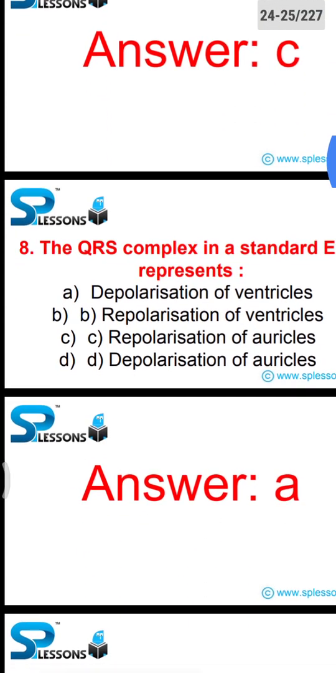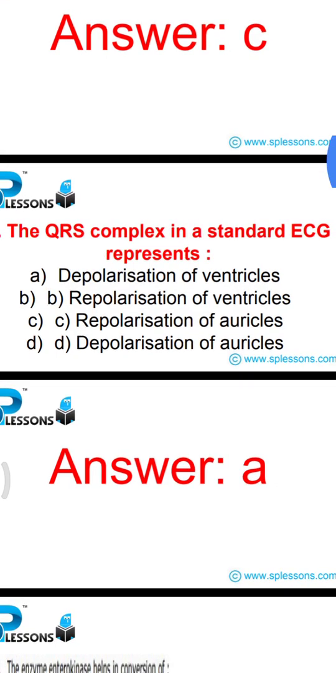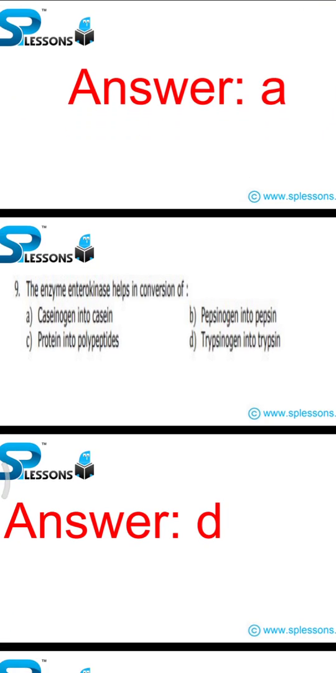Eighth question, the QRS complex in a standard ECG represents: A, depolarization of ventricles, B, repolarization of ventricles, C, repolarization of auricles, D, depolarization of auricles. And the answer is option A, depolarization of ventricles. Ninth question, the enzyme enterokinase helps in conversion of: A, caseinogen into casein, B, pepsinogen into pepsin, C, proteins into polypeptides, D, trypsinogen into trypsin. And the answer is D, trypsinogen into trypsin.